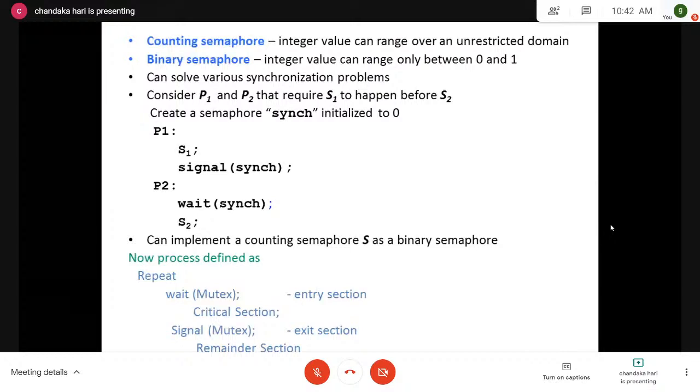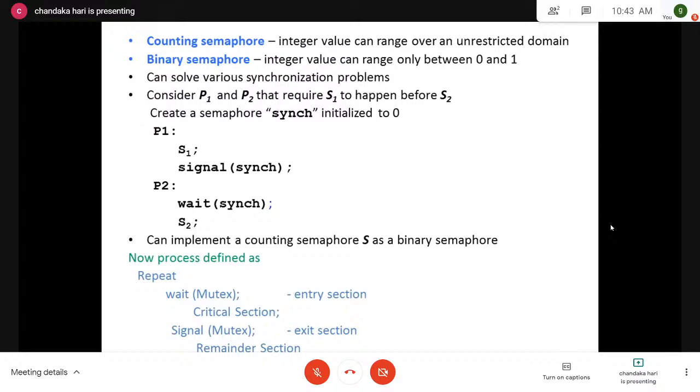Now in case the semaphore value is not restricted and can be any value, then such a semaphore is called a counting semaphore, where the integer value of a semaphore can range over an unrestricted domain. So far, the solution we have been seeing uses only a binary semaphore.